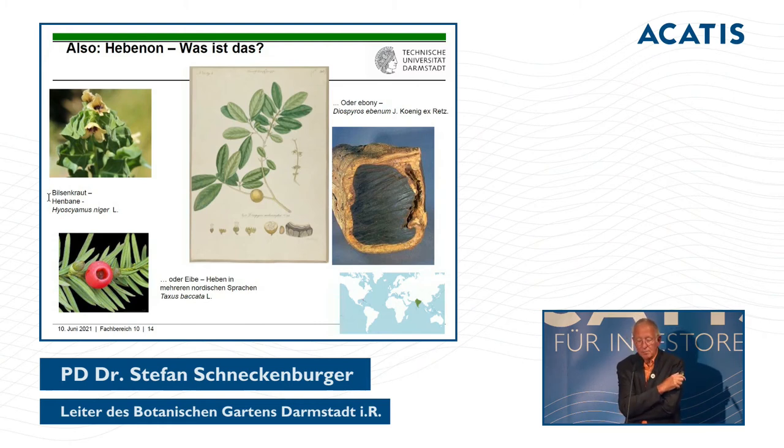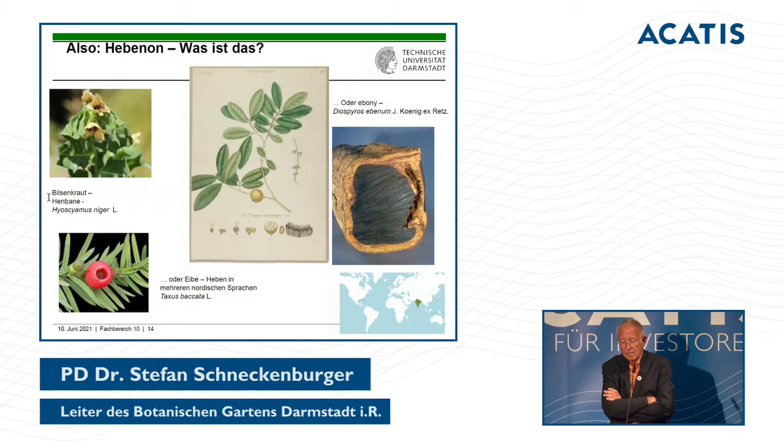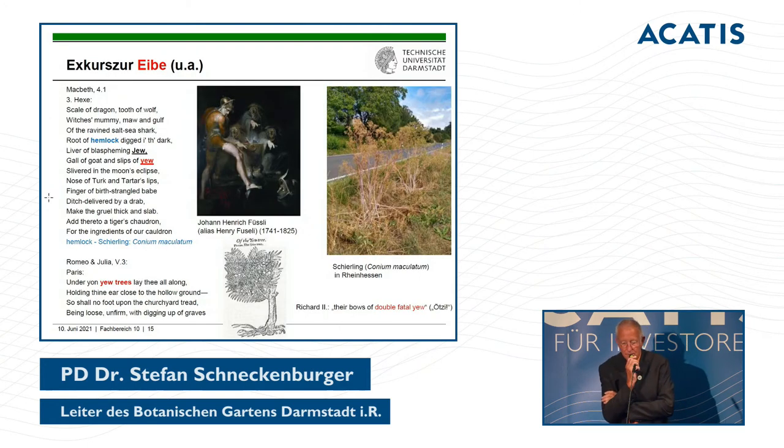So this is the Bilzenkraut, the Hebenon. We have got also the Heben, or Ebony in English. That's ebony wood, and why this ebony wood? That's from India, and it was a very important wood. But what does this have to do with the ear of Hamlet's father?